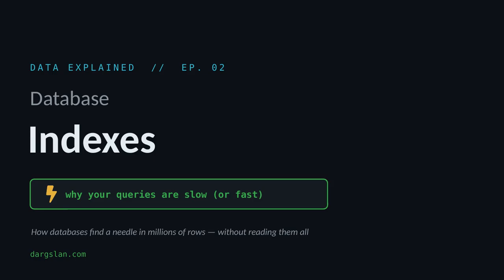In this episode, we're tackling one of the most important reasons your queries are either lightning fast or painfully slow: database indexes. Over the next few minutes, we'll unpack how databases manage to find a single row among millions without actually reading them all, and why understanding this one concept can transform the way you write SQL.